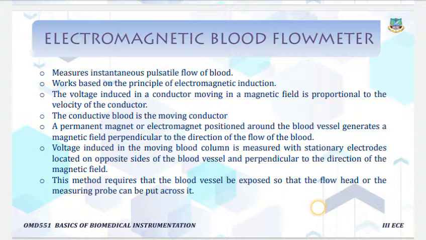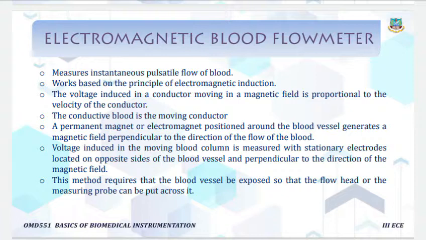The permanent magnet or electromagnet positioned around the blood vessel generates a magnetic field perpendicular to the direction of the flow of the blood. Voltage induced in the moving blood column is measured with the stationary electrodes located on the opposite sides of the blood vessel and perpendicular to the direction of the magnetic field. This method requires the blood vessel to be exposed so that the flow head or the measuring probe can be put across it. Okay, have you understood this?